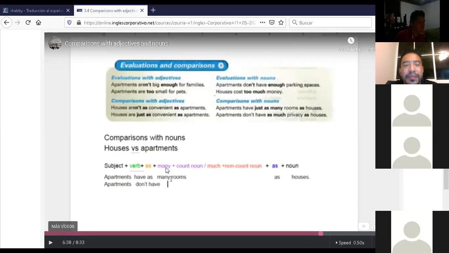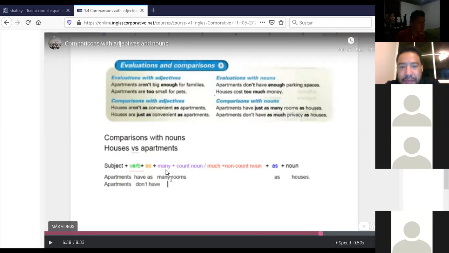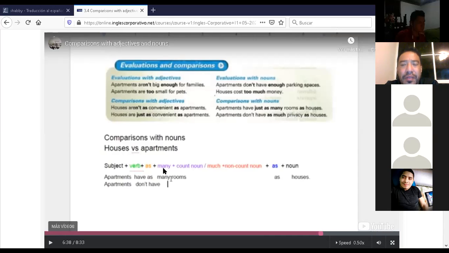As much food. What do we use for countable nouns? Much or many? To count is many. Countable nouns is many. And for uncountable? Much. Exactly. So let's go ahead and follow the structure again. You can talk about whatever you want. You can change the subject, the verb here, and you can change the noun. A big dog doesn't eat as much food as a small dog.